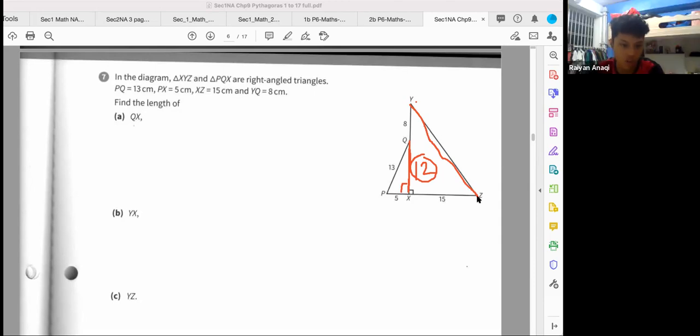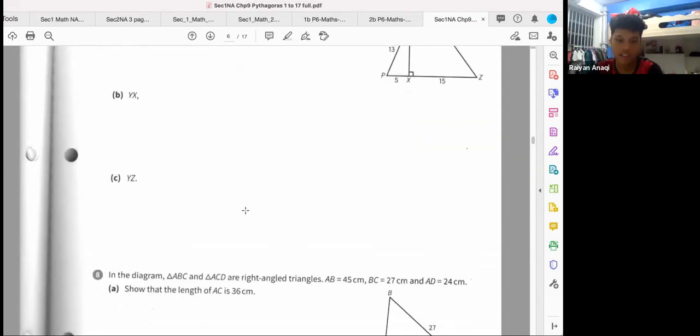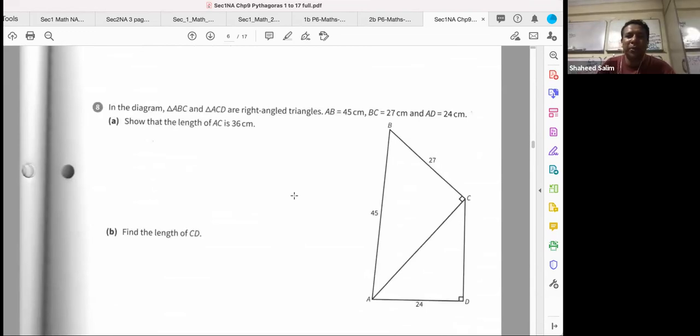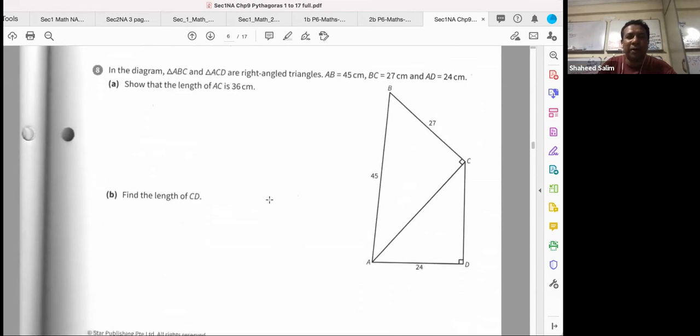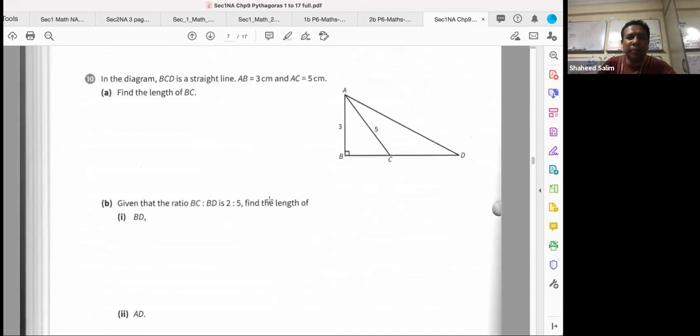Is the answer for the last one 25? 25. Well done. So can you see it's really very simple, no? I never see the number first. You got to check the thing first. Okay, let's see. Hold on. This one we don't need to do. This one now.